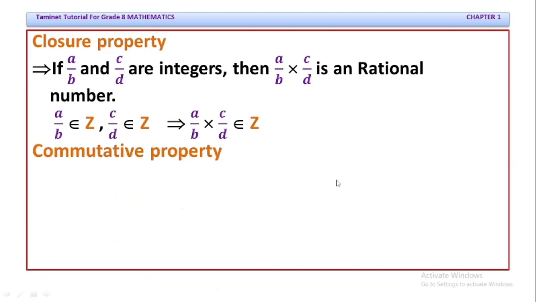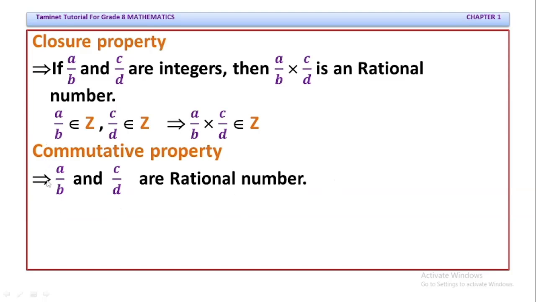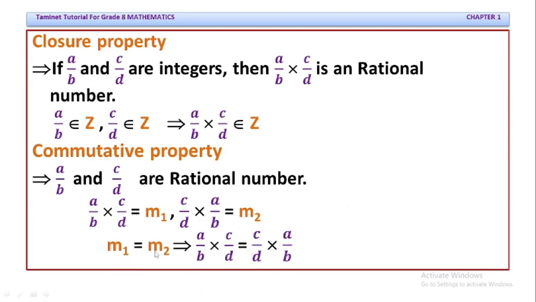Commutative property. If A over B and C over D are rational numbers, we know how to use a commutative property. A over B times C over D is M1, C over D times A over B is M2. We just simply rearrange the position of the two factors. If M1 and M2 are equal, that means A over B times C over D is equivalent to C over D times A over B, then we can say this is a commutative property. So this is always true.